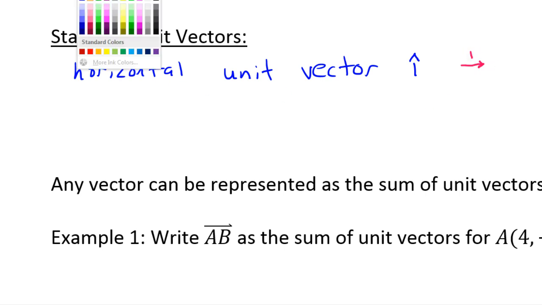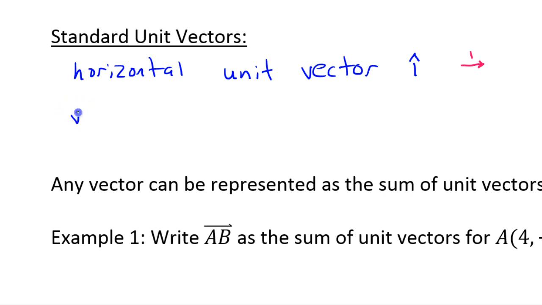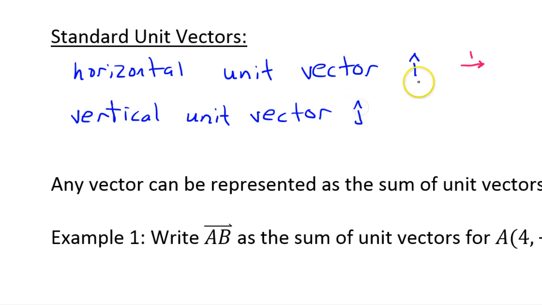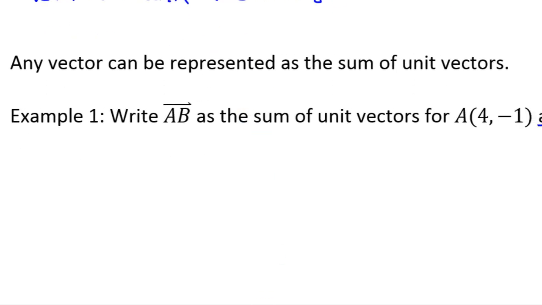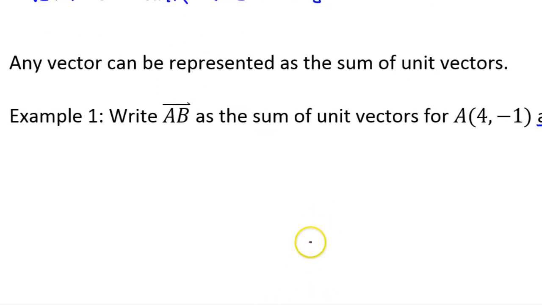And then there's the vertical unit vector. The vertical unit vector is called J. So vertical unit vector J is going to be a vertical vector with magnitude 1. Now, any vector can be represented as the sum of unit vectors.